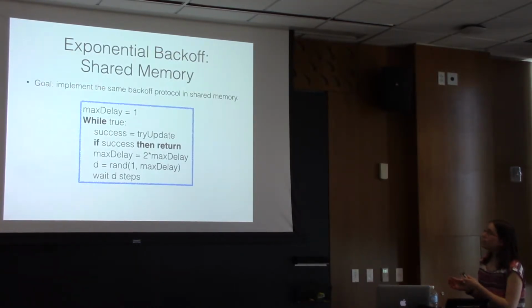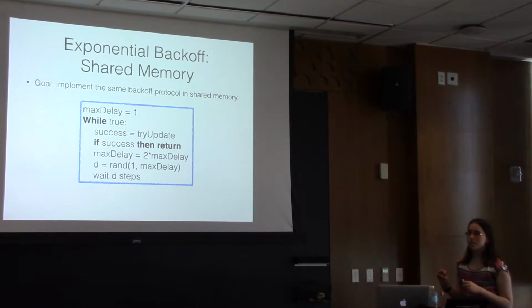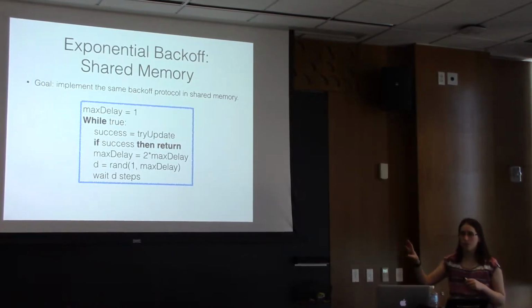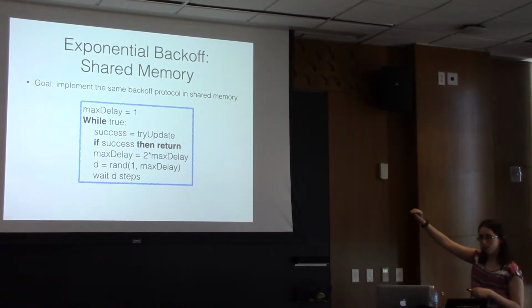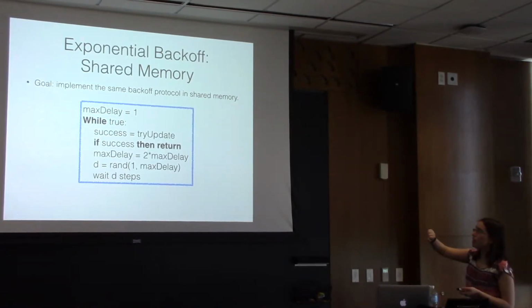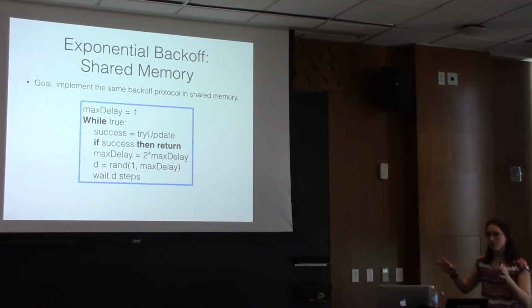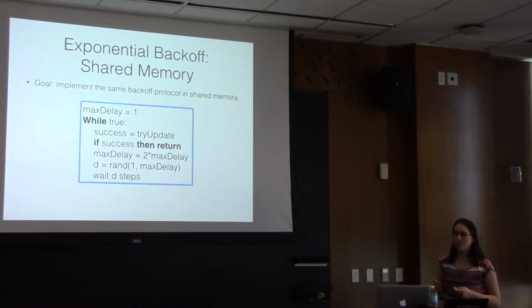And so now, the very intuitive thing is to say, well, we can do the same thing for shared memory. Okay? And this little bit of pseudocode does exactly what we just talked about. It maintains a max delay. It tries to do its operation, which in our case is an update. And if it fails, then it doubles its max delay, picks some amount of time to wait, and tries again.